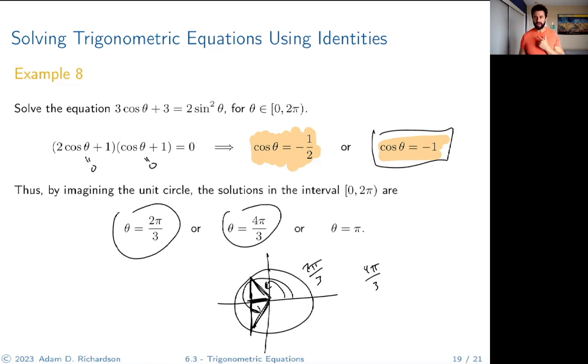Then for this equation, what angle has a cosine of negative 1? Well, let's see. Cosine's horizontal displacement. So if the horizontal displacement is negative 1, then that means the angle has to be pi. There we go.